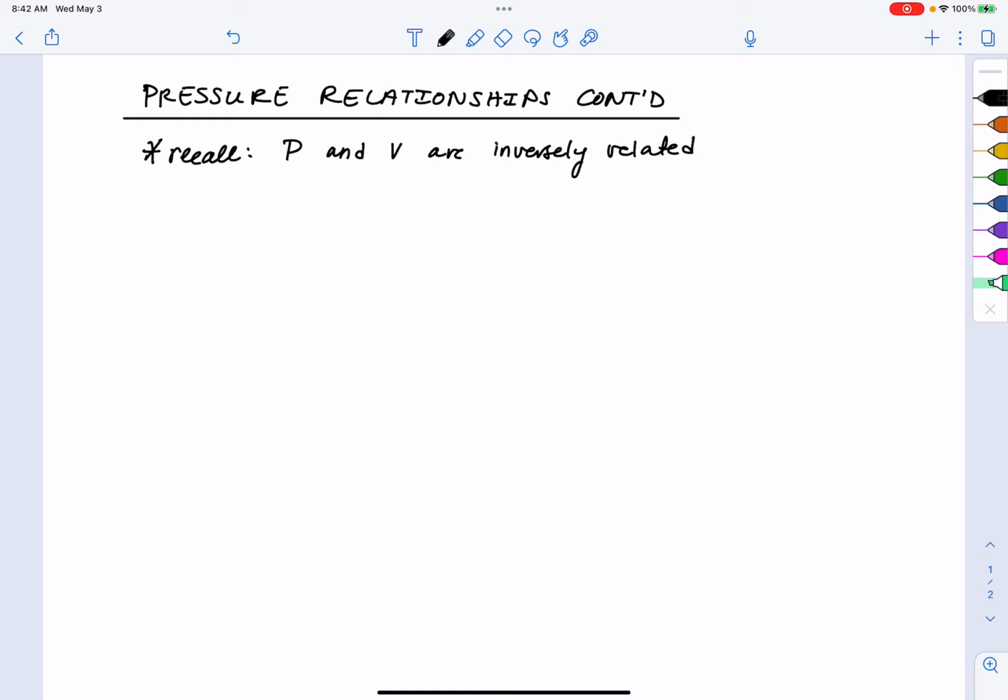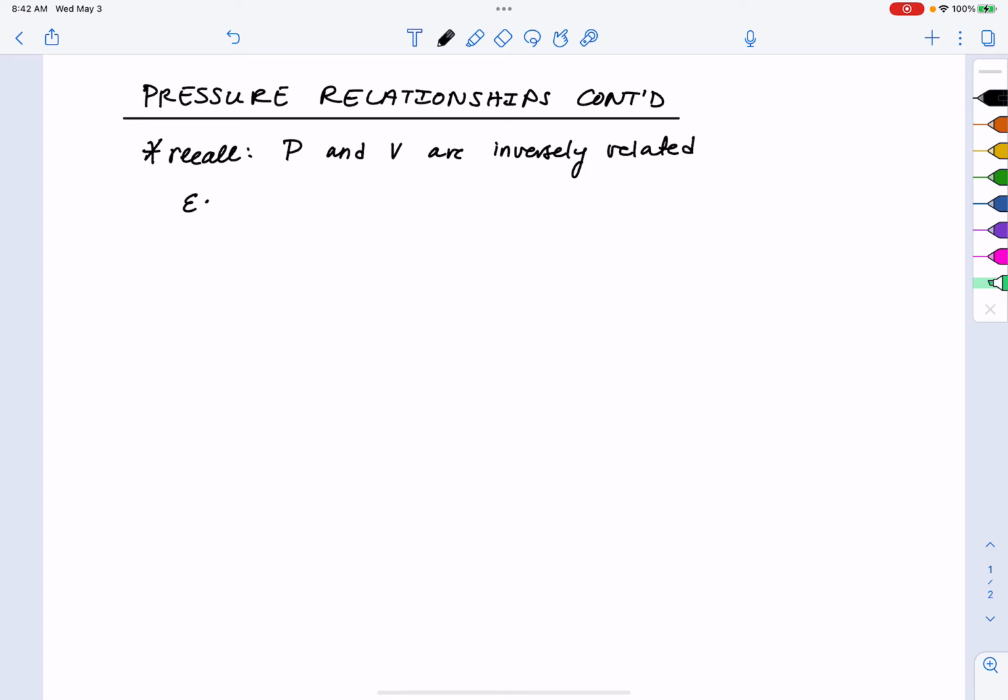And let's begin wrapping up our conversation about pressure relationships of gases. So if you remember our discussion from Monday, we noted that pressure and volume are inversely related. So again, when we're looking for these pressure relationships, we're talking about things that are going to affect the number of collisions that are happening in a sample of a gas.